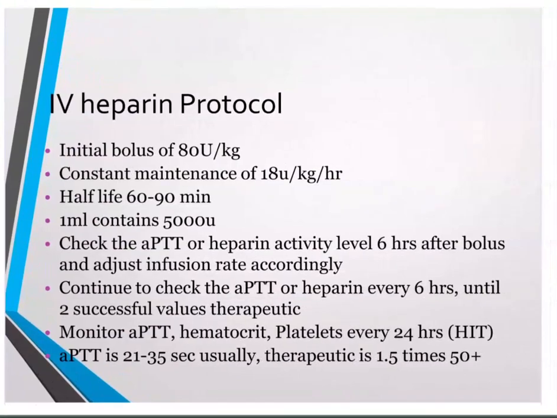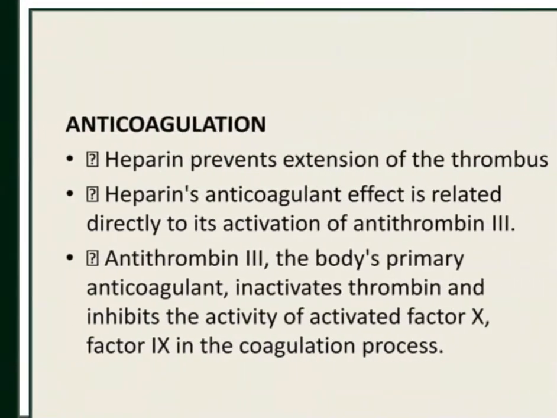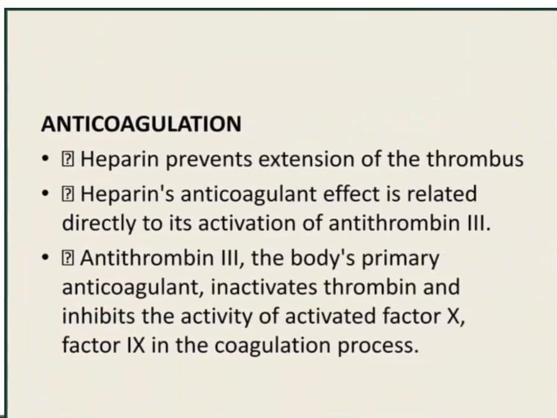The initial treatment for heparin is that we start with 5,000 to 10,000 international units, followed by an infusion of 1,000 units per hour. After that we check the INR at 6 hours to make sure that the specific INR which we want has been achieved. Okay, that's for heparin. Heparin anticoagulation just prevents the extension of the thrombus.